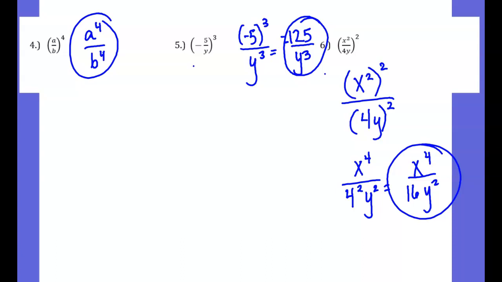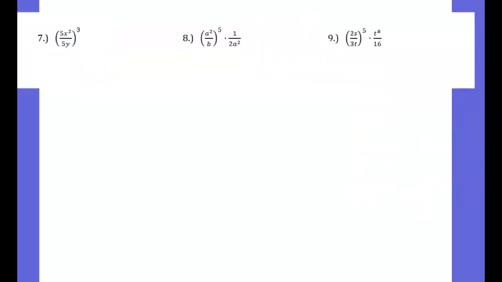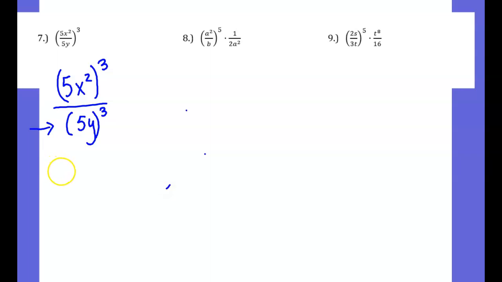All right, now we're going to get a little bit more complicated. Okay, so notice the numerator is 5x squared, and we're raising that to the third power. We're doing the same thing for the denominator, which is 5y to the third power. Okay, you should really do that first step, simply because many people forget about the denominator. Okay, now I'm going to take the numerator, and I'm going to take every factor inside the parentheses and raise it to the third power.